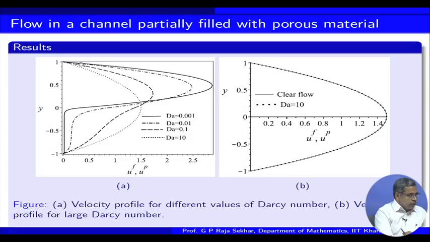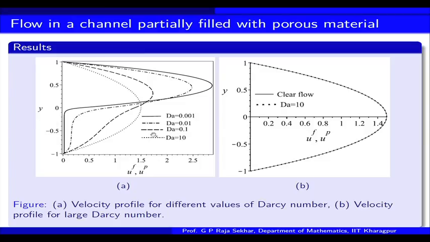So, you can see for a particular case, let us analyze this. This is nothing but large Darcy number, that means it is almost equivalent to the clear flow. That means, from -1 to 1 there is no obstruction, therefore, it is a completely clear flow channel. So, you have no slip here and here.